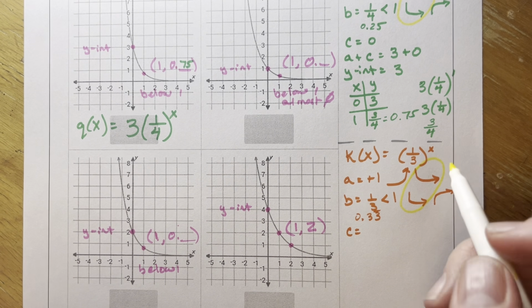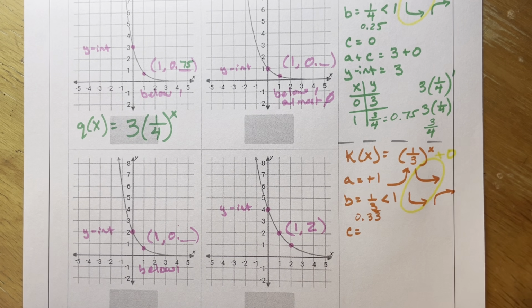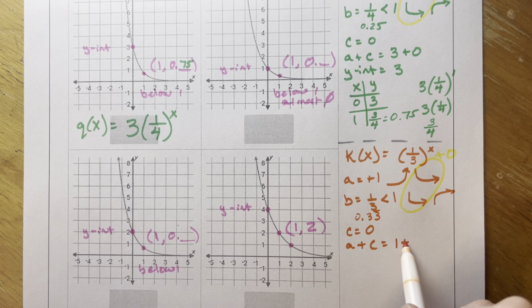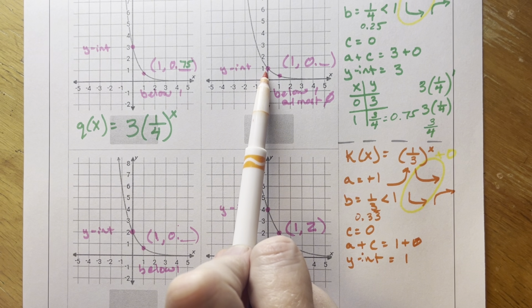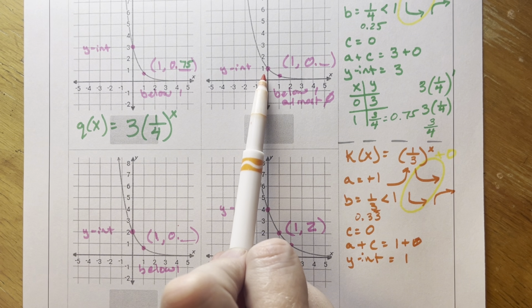Okay, c. So there's no visible number added or subtracted to the end of our equation, so c is 0. So let's go find our y-intercept of a plus c. So that will be 1 plus 0, telling us that our y-intercept is equal to 1. And here it is. So we only have one graph with a y-intercept equaling 1. That's it. So most likely, that's going to be the graph that we need.